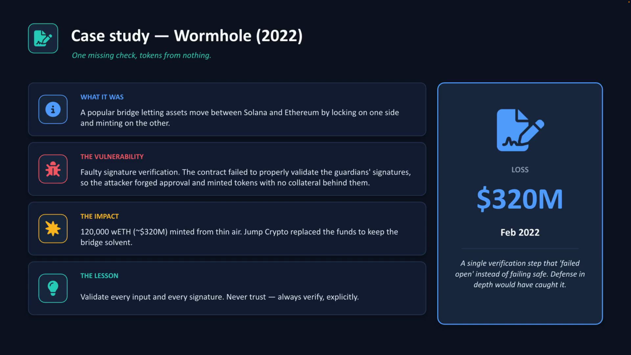What was the impact? 120,000 wrapped ETH, approximately $320 million, were minted from thin air. Jump Crypto replaced the funds to keep the bridge solvent. What is the lesson here? Always validate every input and every signature. Never trust, always verify explicitly.